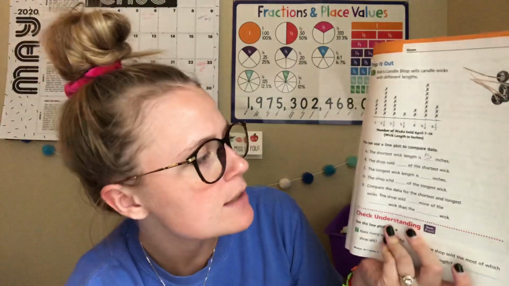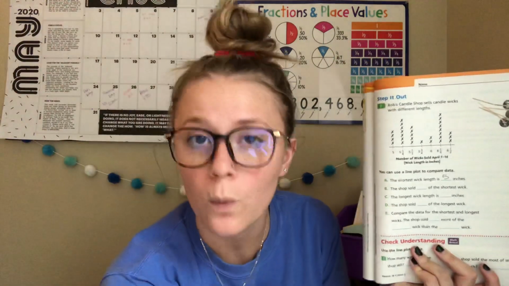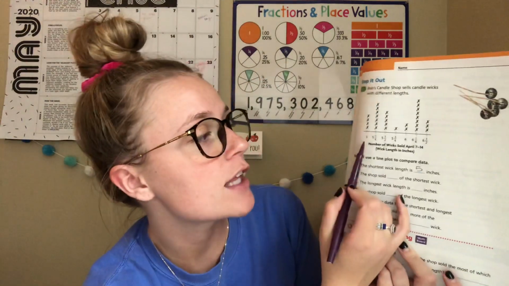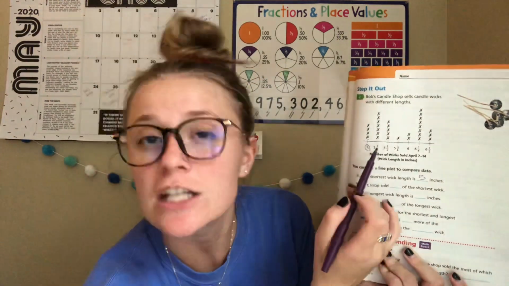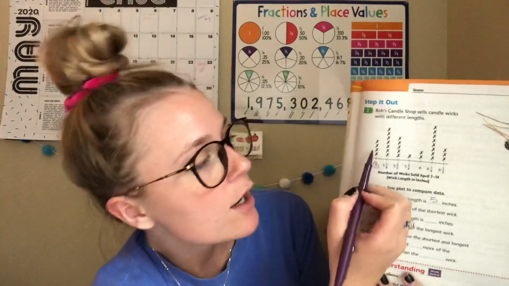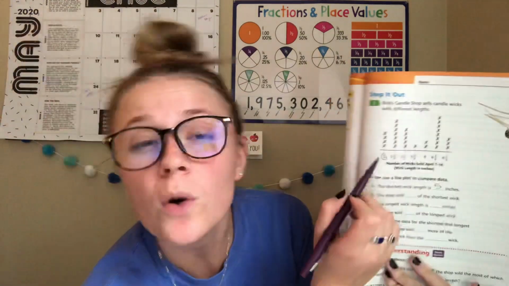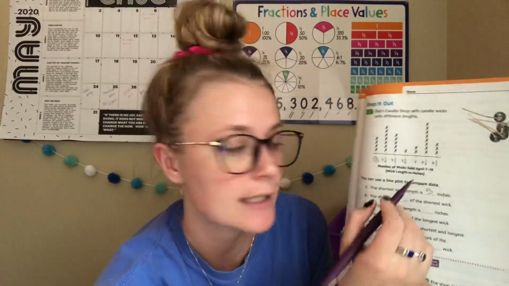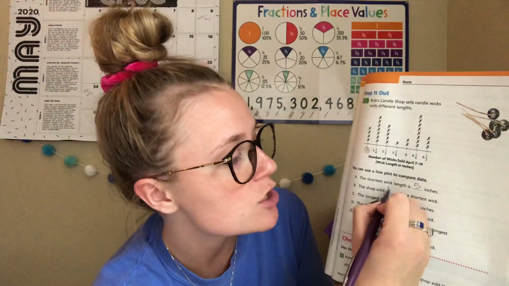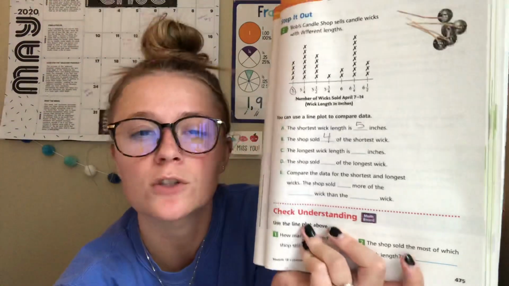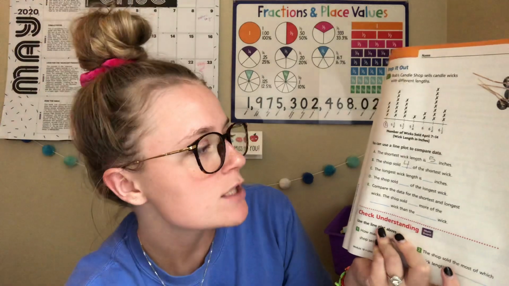The shop sold blank of the shortest wick. So remember, the 5 represents 5 inches, that's the shortest, and there are 1, 2, 3, 4 X's, which means there's 4 wicks sold that were 5 inches. So the shop sold 4 of the shortest wick.